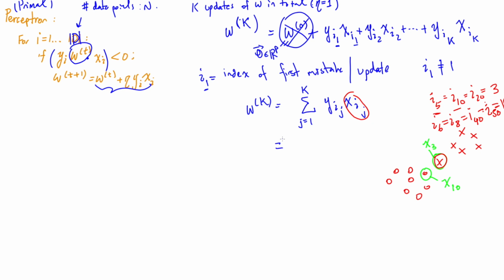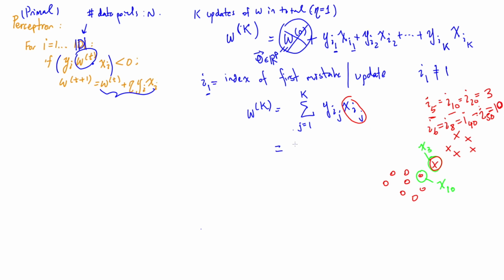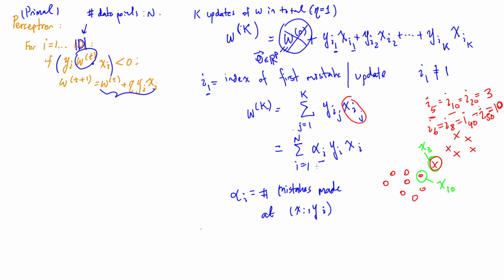So we can simplify this by writing the sum over all data points, alpha i yi xi. So what I'm doing here is saying, well, let me actually define alpha i. This is equal to the number of mistakes made at the point xi, yi. So, for most of the xi's, we're not going to make an update, so alpha i will just be 0, right?